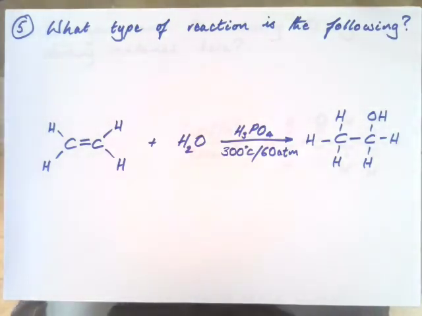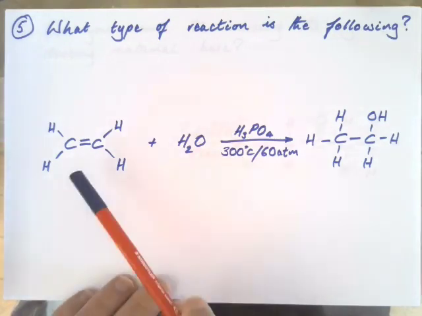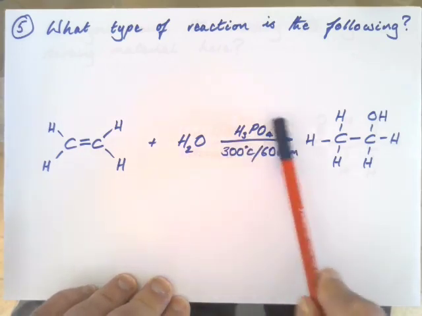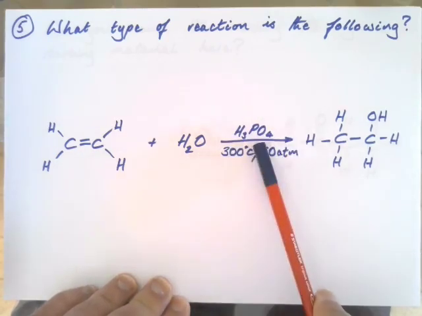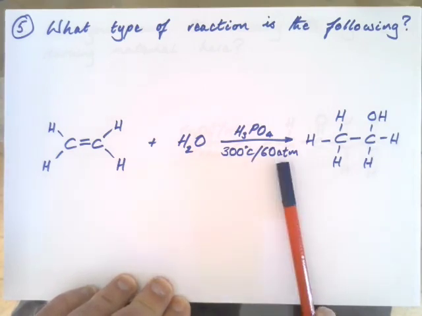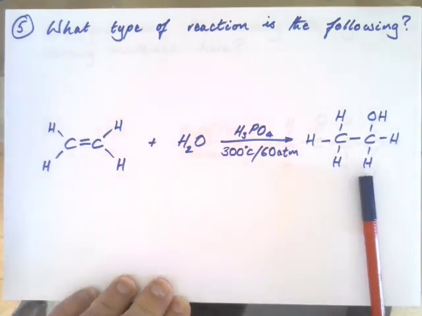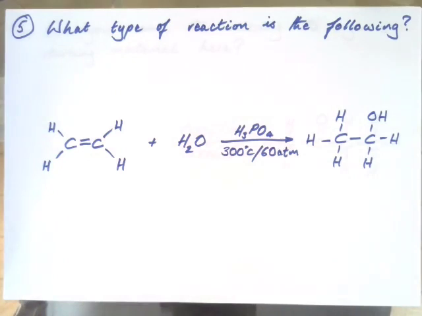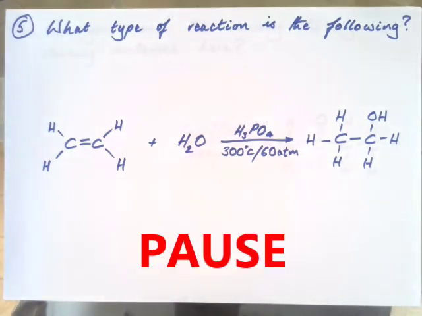Okay, question number 5. What type of reaction is the following? How would you classify this type of reaction? What we've got here is ethene reacting with water, with phosphoric acid acting as a catalyst under quite forceful conditions, 300 degrees C and 60 atmospheres, to give us ethanol. This is the industrial formation of ethanol, in fact. But what type of reaction is going on here? Have a look at your poster and pause the video now to see what the answer would be.